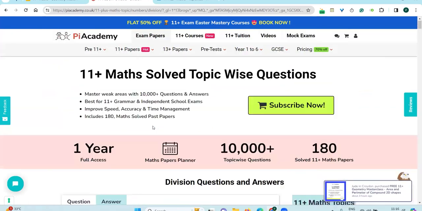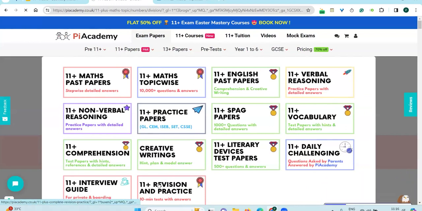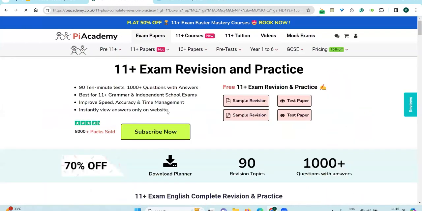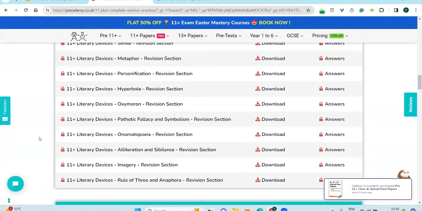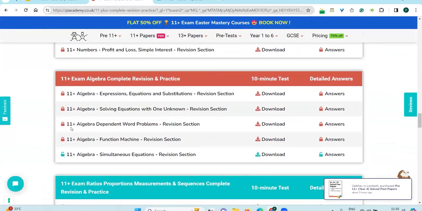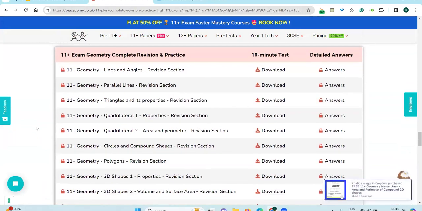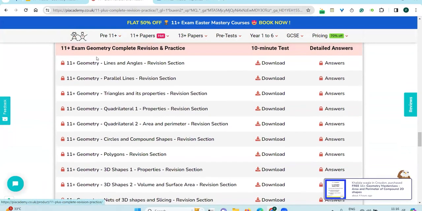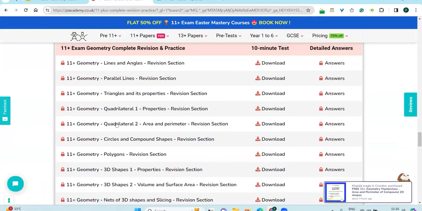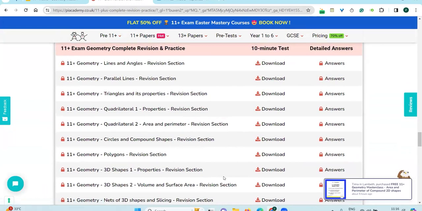And once you're done practicing, if you're looking to have a quick revision session, just check out the 11 plus revision and practice paper. So here under 11 plus papers, you would see the 11 plus revision and practice paper. And here we would have the topic wise practice tests, which you can give to your child for a quick revision. So here again, you can see within geometry, we have detailed out all the subtopics. So you can be sure that you have a thorough understanding of every single subtopic and that you are extremely well prepared for the final examination.